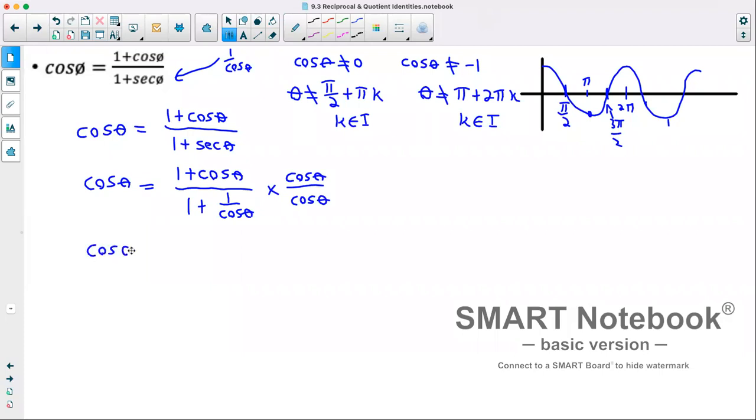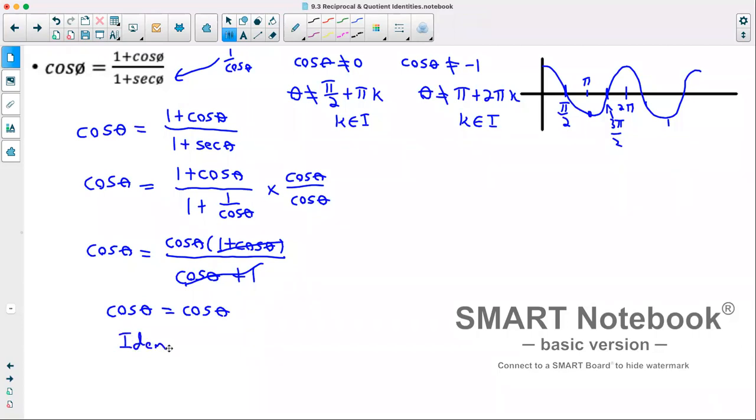That gives us cos theta is equal to, now when I multiply the numerator, often I won't fully multiply it out at first. I will just leave it in factored form because sometimes things will end up canceling out. If things don't cancel out, then I'll multiply it out. So I've got cos times 1 is cos. Then I have cos times 1 over cos, so that'd just be 1. So we can see this term is the same as this one, so that cancels with that. So that leaves us with cos theta equals cos theta. And we can say identity proven.